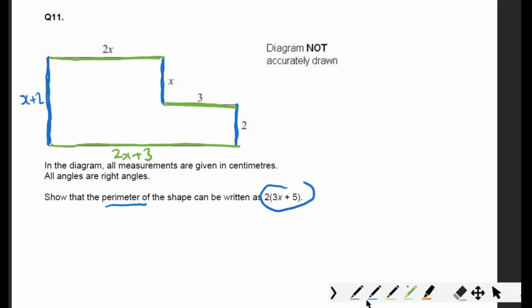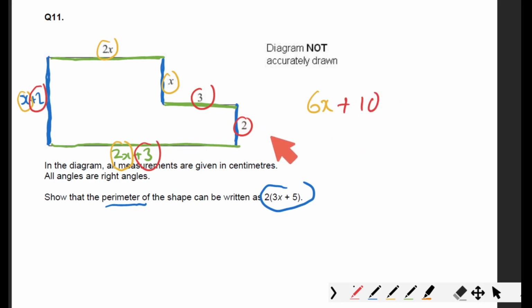Now let's find the perimeter in terms of x. That means adding. Let's add up the x terms and then we'll worry about the number terms later. So we've got 1x add 2x add 1x add 2x. Just making sure I've got all the x terms. That's going to be 1, 2, 3, 4, 5, 6x. So I've added up all the x terms. Now I'm going to add up the number terms. 2 add 3 add 2 add 3. Right, 2 add 3 is 5, 5 add 2 is 7, 7 add 3 is 10.